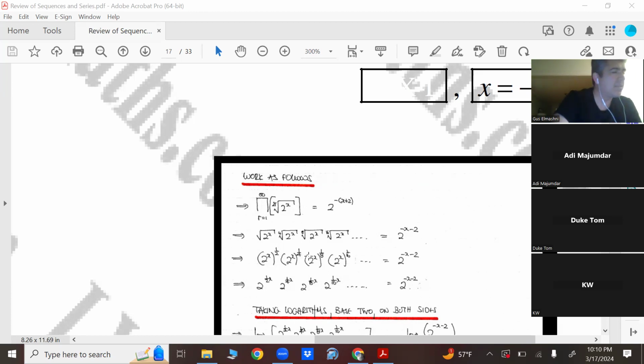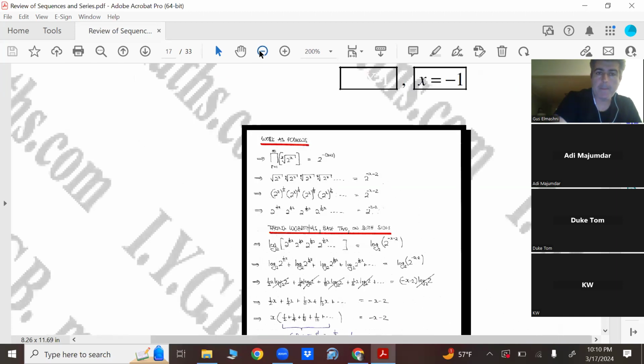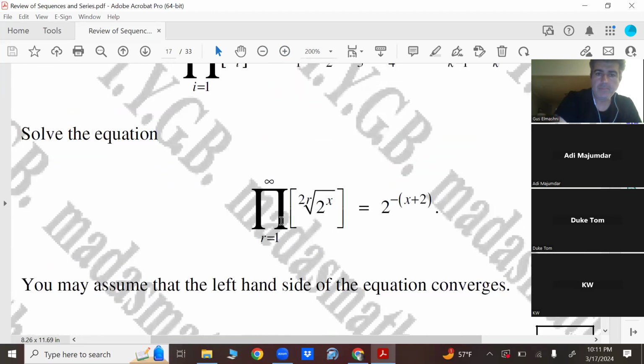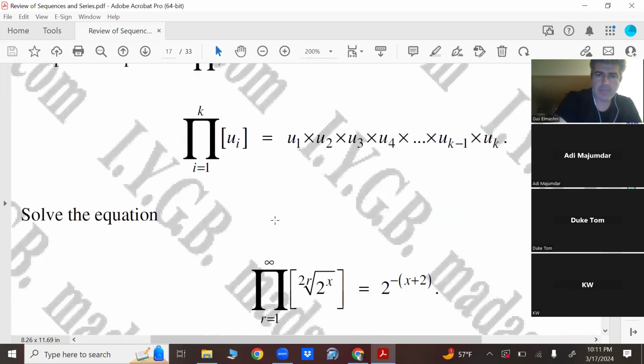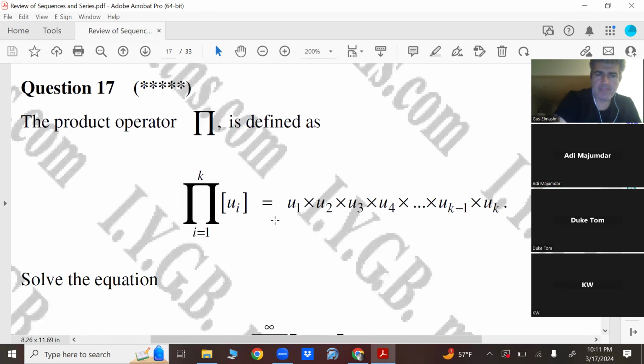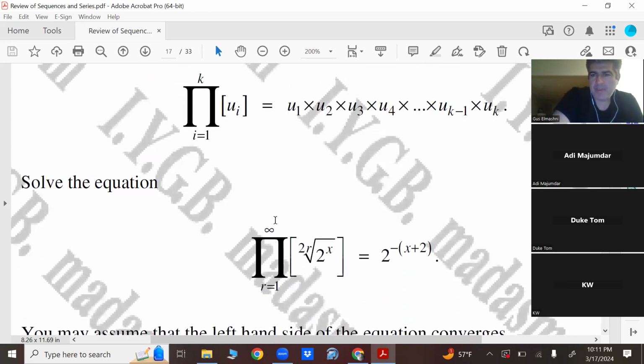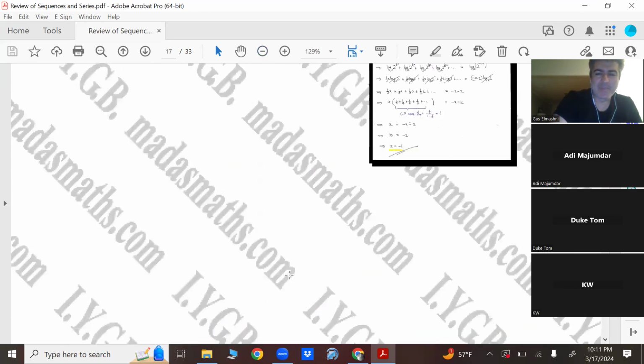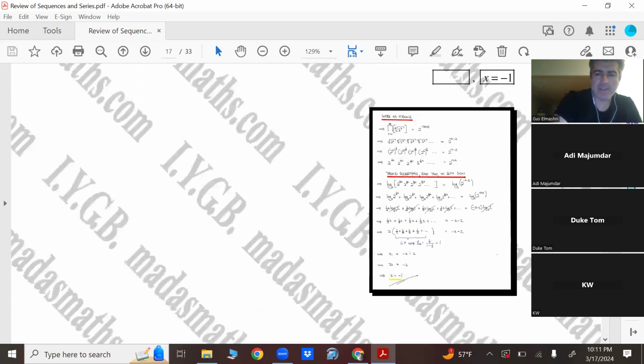Wait, so we're not gonna get this multiplication notation thing on the test, right? What do you mean by multiplication thing? Like the arch symbol. We're not gonna get that multiplication notation, right? The product operator. Why not? It's a good problem. Yeah, that was kind of funky.